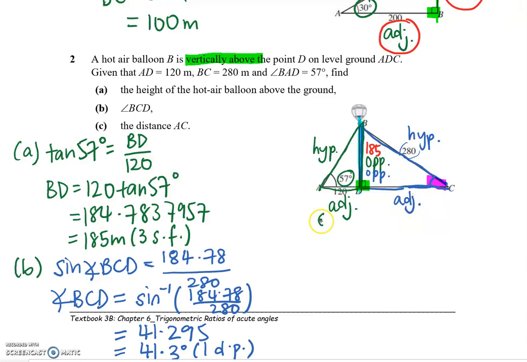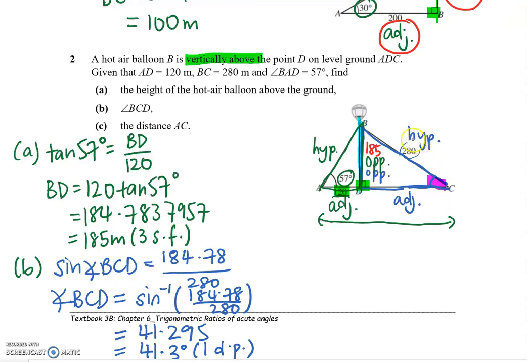Okay, so finally let's find the distance AC. The distance AC is from the left all the way to the right, the entire length of the triangle. We already know that AD is 120 meters, so all we are left to find is DC. If you want to find DC, there are a few methods that you can use. You can use the angle that you just found together with the hypotenuse, or the length that you found in part A together with the hypotenuse.